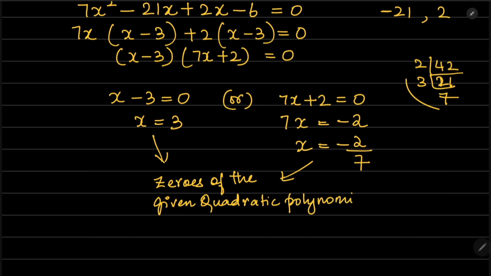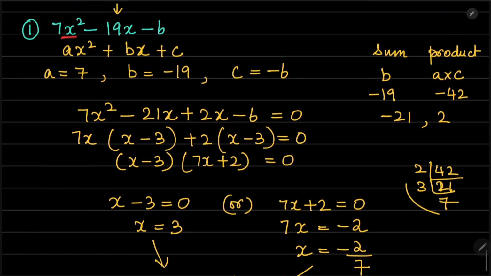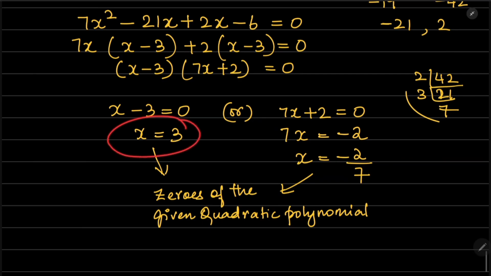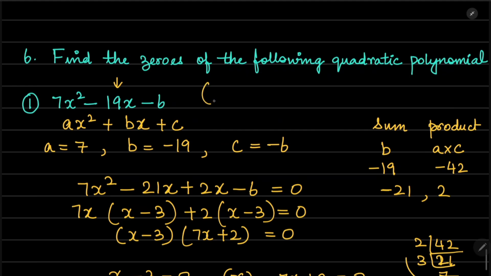What does it mean? If you substitute x as 3, or if you substitute x as minus 2 by 7, the value you will get is 0. Therefore, x equal to 3 and x equal to minus 2 by 7 are called the zeros of this polynomial. You have to find the zeros, and the method we used was middle term splitting, by splitting the middle term.